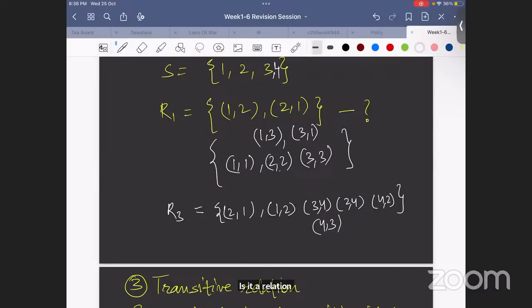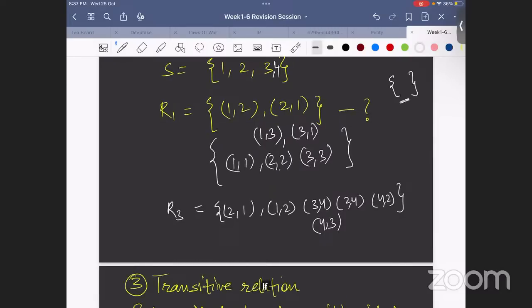If there was an empty set, would it be symmetric? The empty set has nothing in it, correct? So you can say all the conditions apply here, because you don't have anything. You have (x, y) as empty, so (y, x) is also empty. So it's symmetric and transitive, but not reflexive.